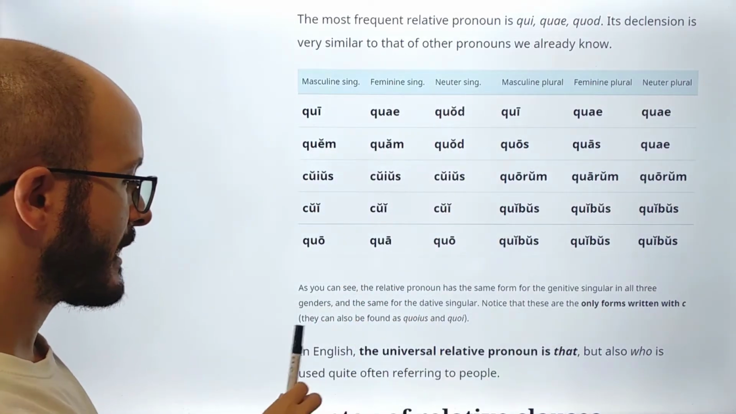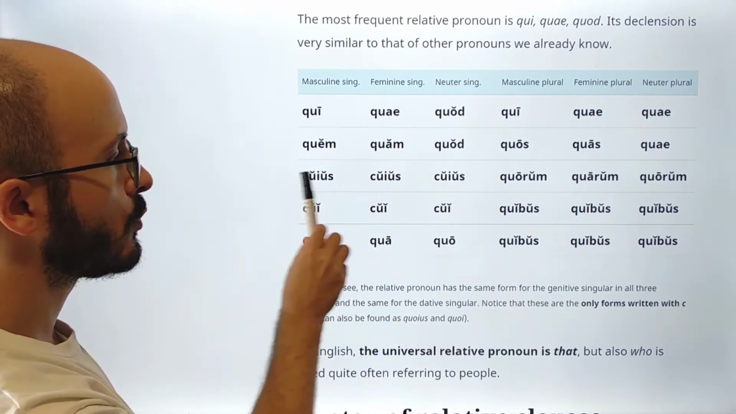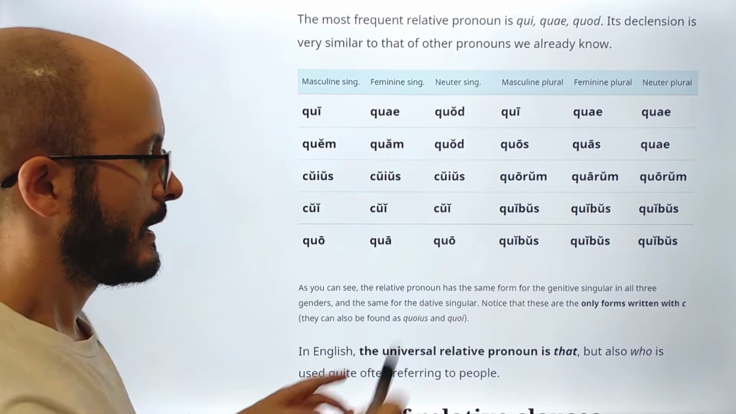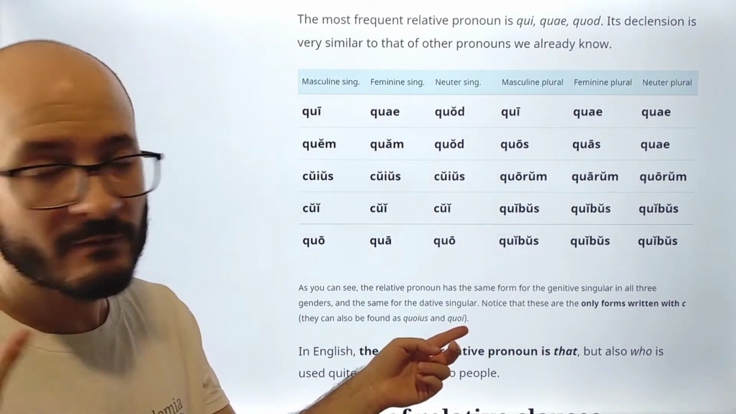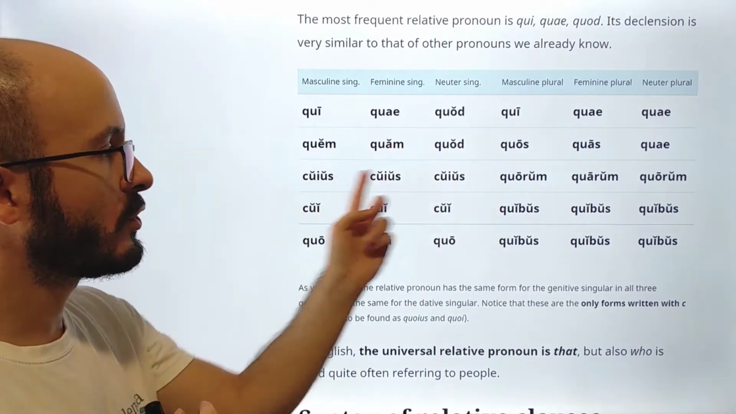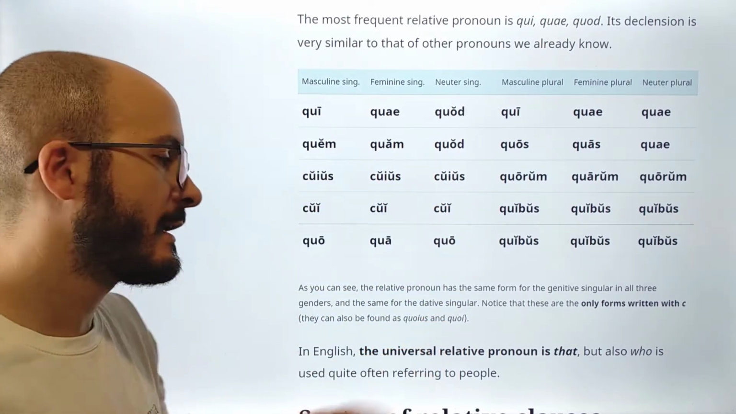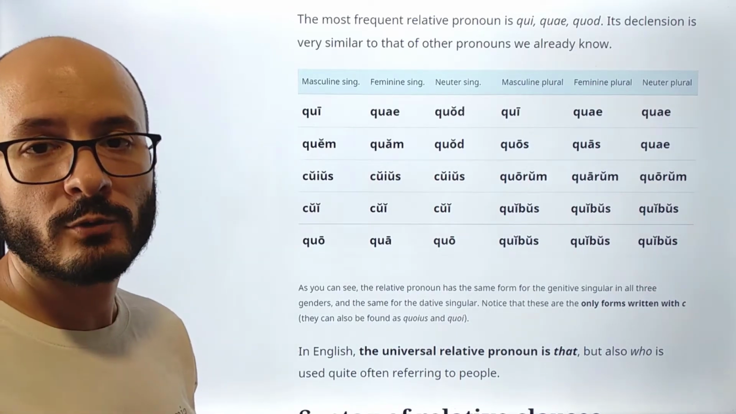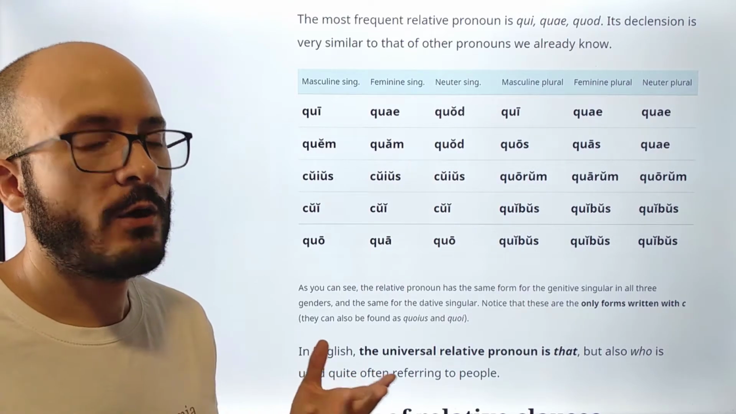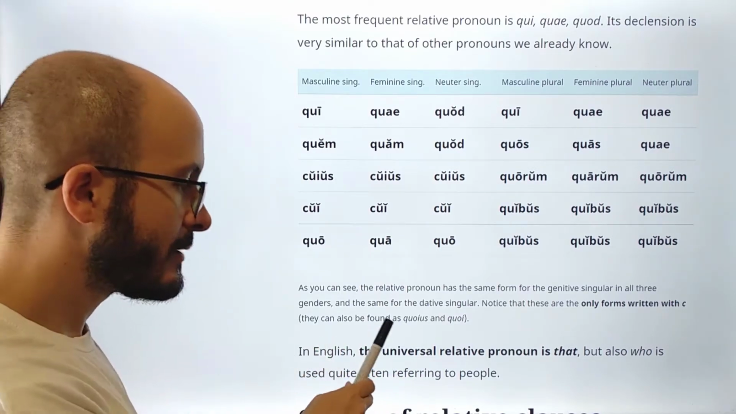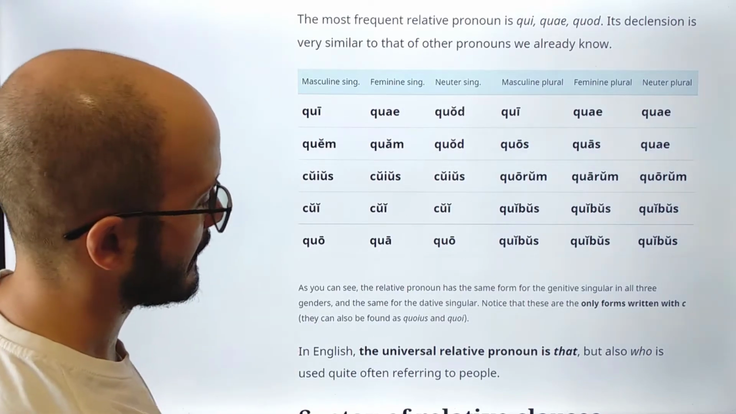Then here I also say they can also be found as quoius and quoi. These are archaic forms, so most of the time you will just find the usual forms, but some authors, like Sallust, these authors that we have already mentioned, who like to use older forms, tend to use these archaic forms.